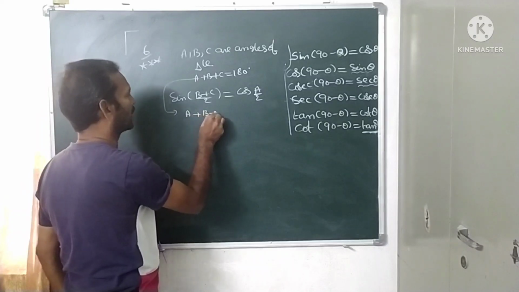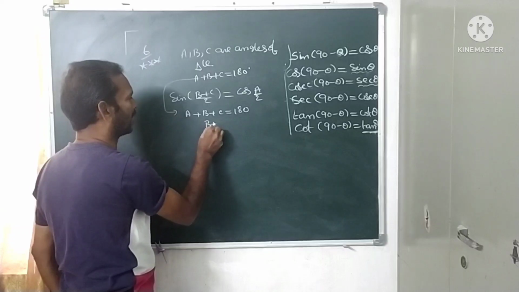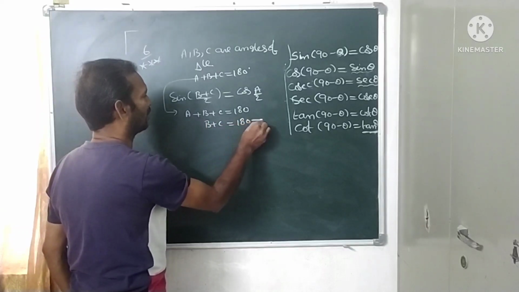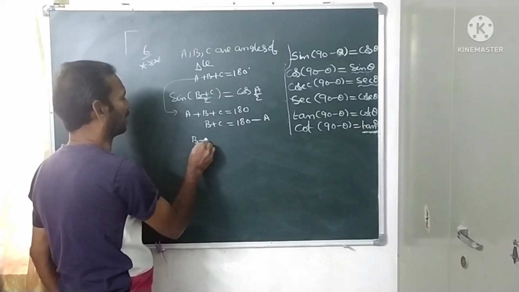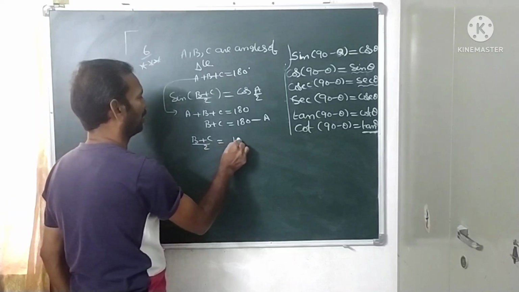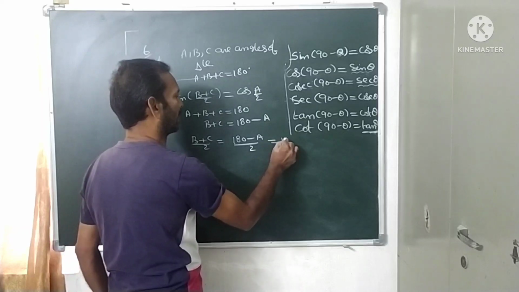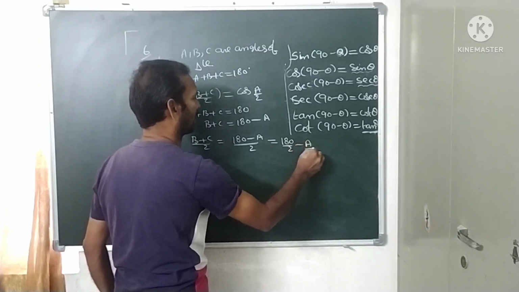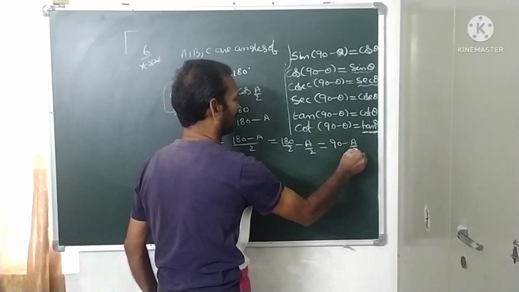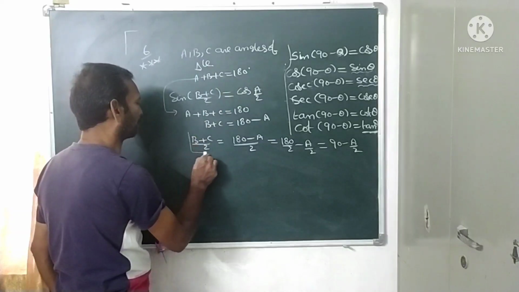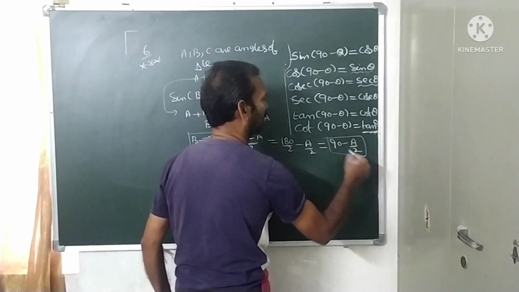A plus B plus C is equal to 180. We want B plus C. B plus C leave here, 180 minus A transfer that side. By 2 also required. So B plus C by 2 is equal to 180 minus A by 2. That means 180 by 2 minus A by 2. 180 by 2 means what? 90 minus A by 2. So children, what we got? B plus C by 2 is equal to 90 minus A by 2, we got it.